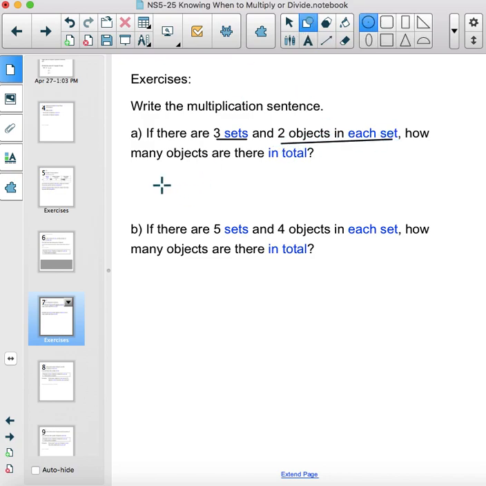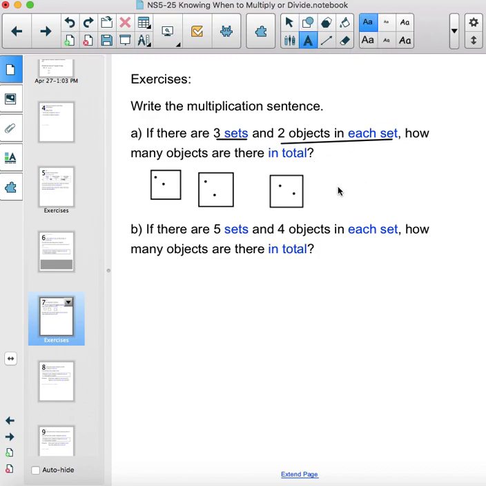So if I was to draw that, I would know there's, oh, that's a circle. Let's try a square. I would know there's 3 sets, 1, 2, 3, 2 objects in each set. 1, 2, 1, 2, 1, 2. How many objects are there in total? I can go 3 times 2, which I know is 6, or I can count it, 2, 4, 6. And we can just write equals 6. So take a look at the second one and see if you can do it to get started.